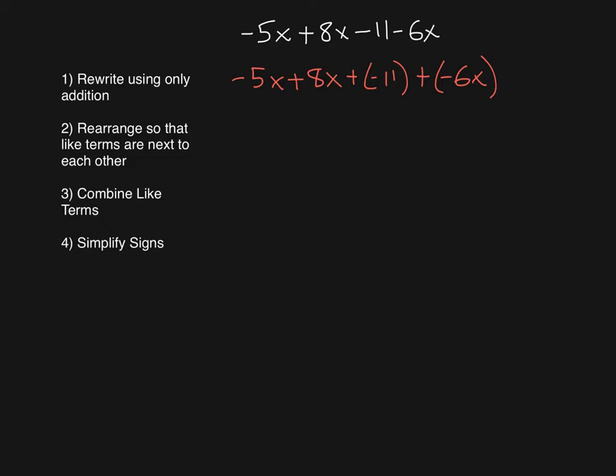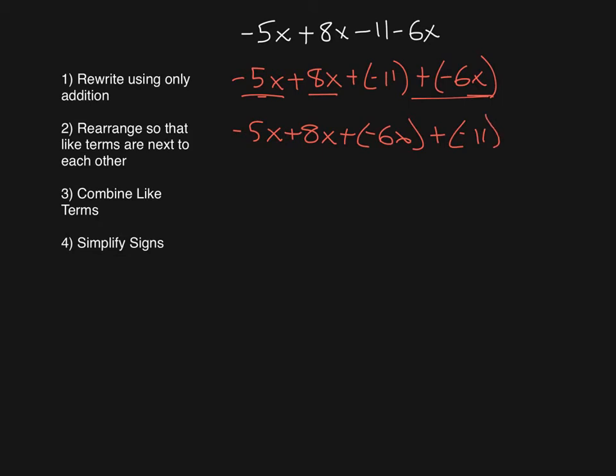Now I can rearrange these. That's our second step we want to do. We want to rearrange them so that all of the like terms are near each other. So I have an x term here, I have an x term here, and an x term here. I'm going to rewrite this so that those are all next to each other. Negative 5x plus 8x plus negative 6x plus negative 11.